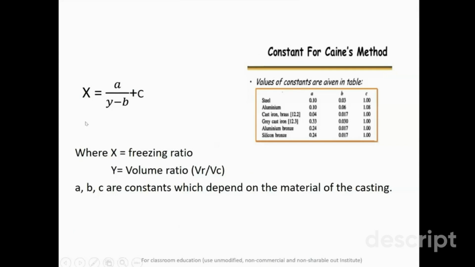He obtained this equation for the freezing ratio, which has a relationship with the volume ratio: x equals a upon y minus b, plus c. Here x is the freezing ratio, the ratio of the cooling characteristic of your casting to the cooling characteristic of your riser, and y is the volume ratio, the volume of the riser to the volume of the casting. A, B, C are constants which depend upon the material of the casting. For steel, cast iron, grey cast iron, aluminium, bronze, silicon, these constants have already been calculated. If you know which material you are using and the volume of your casting, then you can easily calculate the size of your riser.